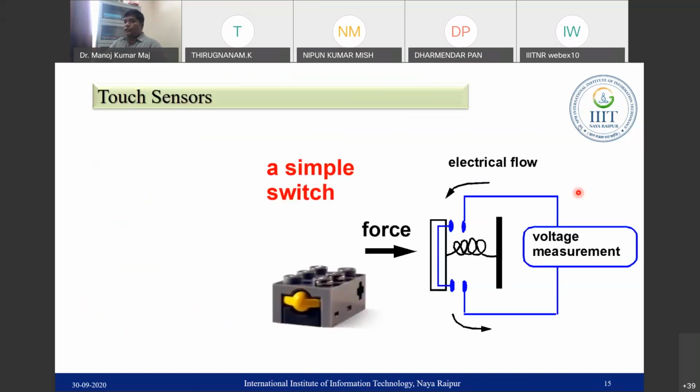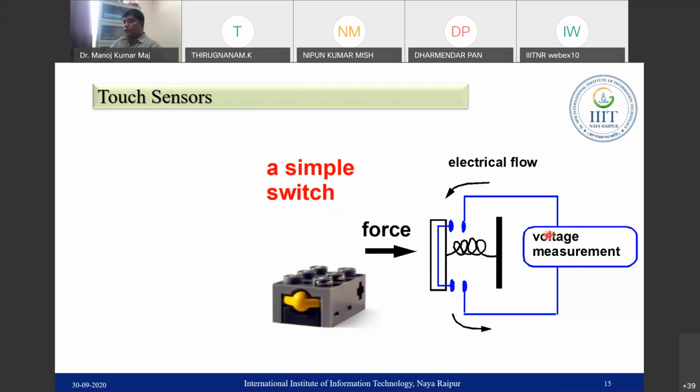This is the very first kind of sensor. This is called the touch sensor. Touch sensor is nothing but a switch. We can see this circuit here. Whenever we apply force to this switch, the switch closes, so the circuit is completed, the current flows, and we measure the voltage over here. So this is called the touch sensor.